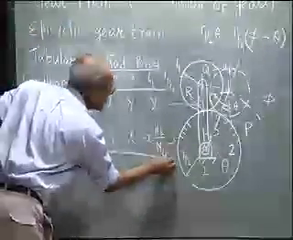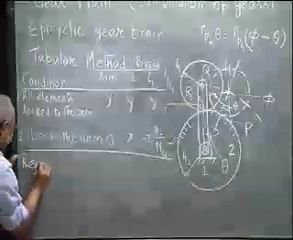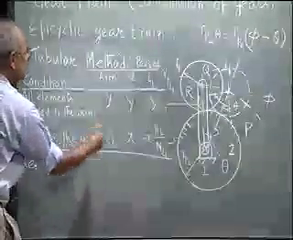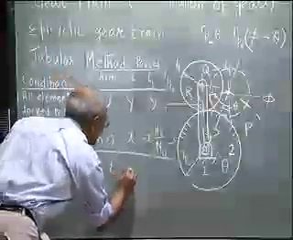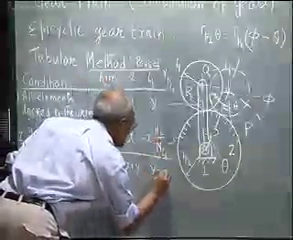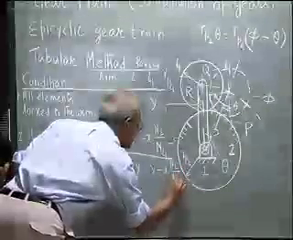Then add these two, and that is what we get, the resultant motion. So here it is y, here it is x plus y, here it is y minus x into N2 by N4.